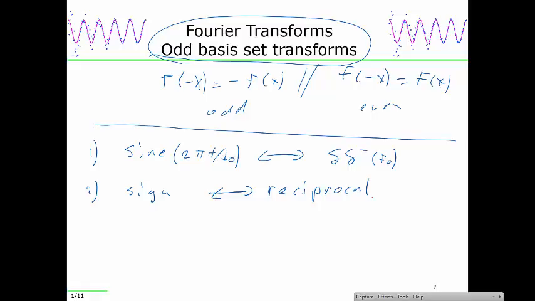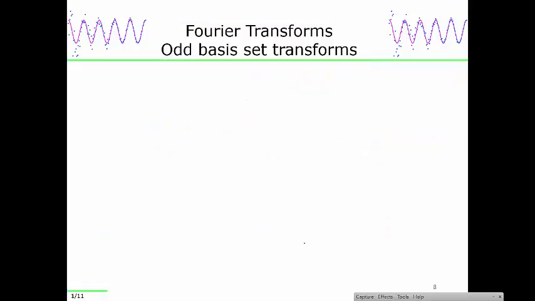And then the third is the derivative, which Fourier transforms as the diagonal. That one's the funkiest. Okay, so let's go through each of these in turn, starting with the first sine.